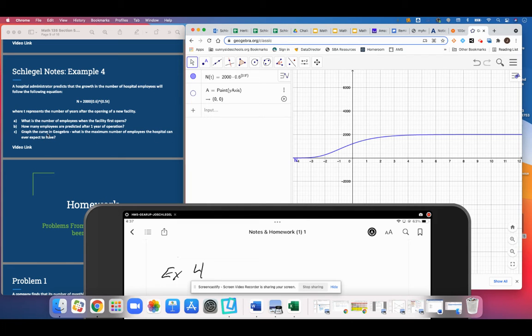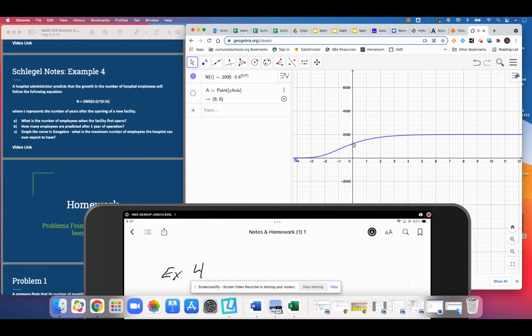So I'm going to jump straight to number 3. We're going to graph this curve in GeoGebra, and it's interesting that this one behaves the way that it does. So we've got a hospital administrator that predicts that the growth in the number of hospital employees for a new hospital will follow this equation. And you can see that at 0 here, this hospital started with just over 1,000 employees. It looks like 1,000 is right here in the middle. They probably started with about 1,250.